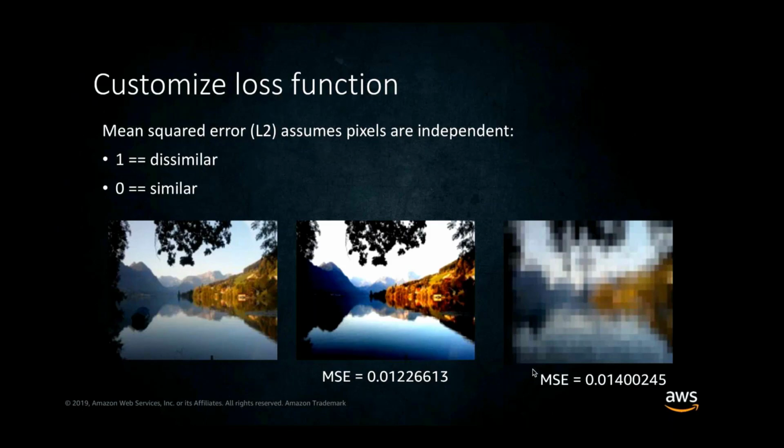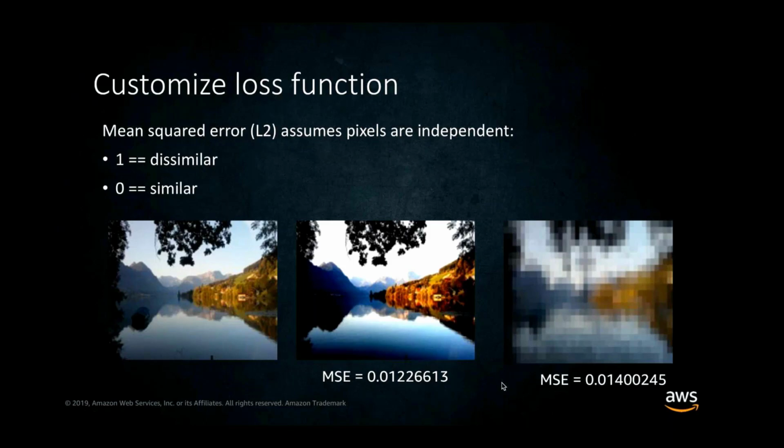If I compute the L2 loss, or MSE, I get in both cases a value very close to 0. Here it's 0.012 and here it's 0.014. That means for the L2 loss, both images are equally similar to the original input image. However, that is not how we as human beings would perceive similarity, because when we look at the image on the right side, we would all agree that it should be very dissimilar.